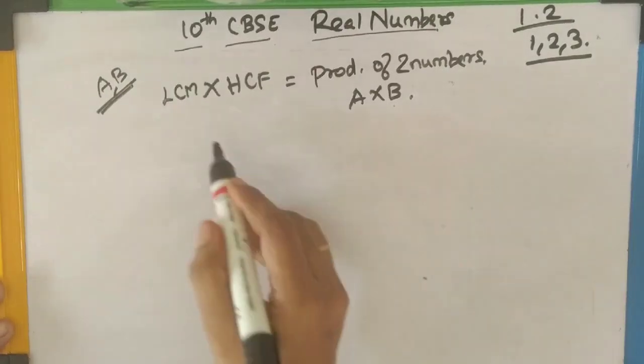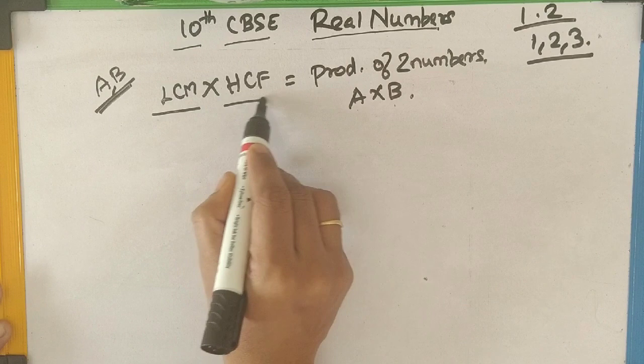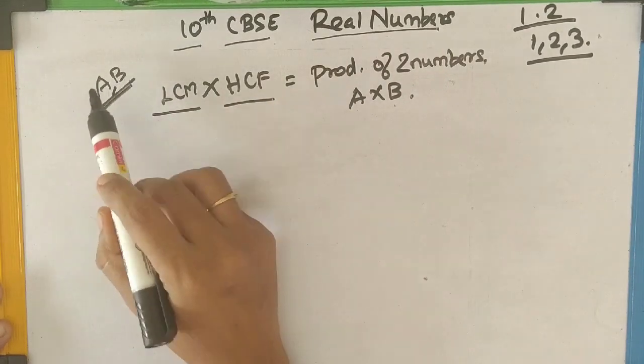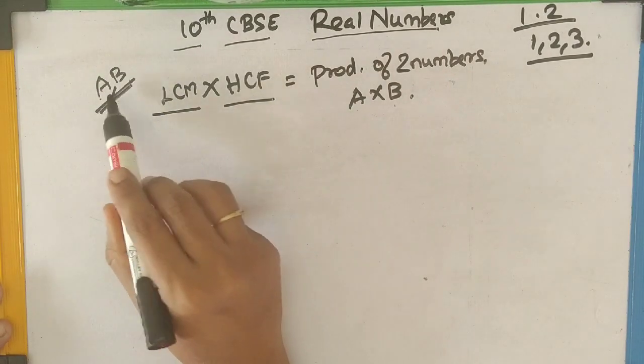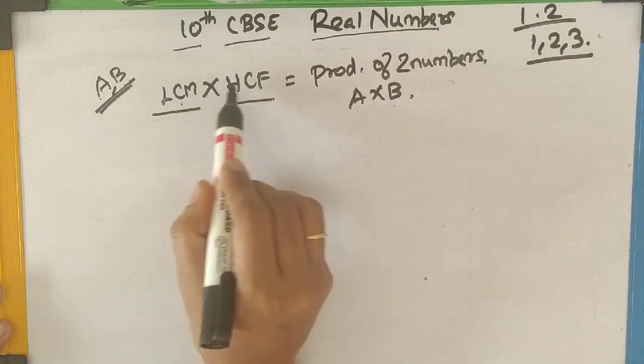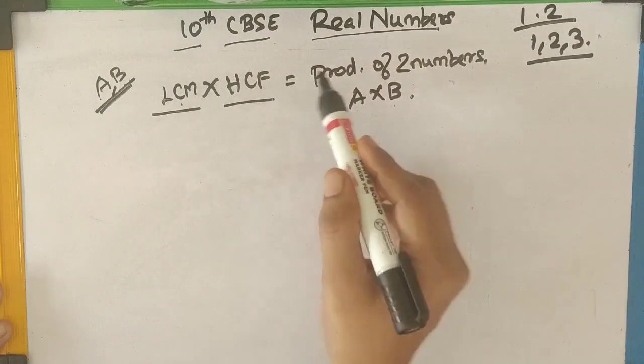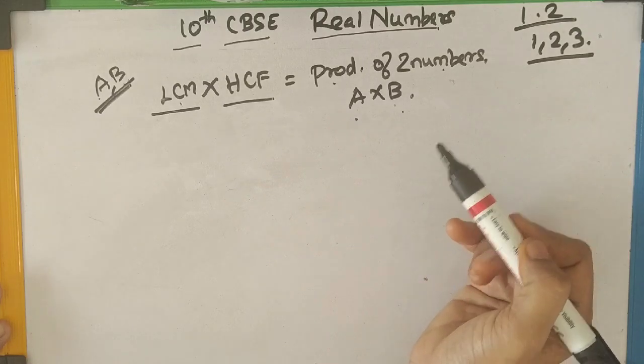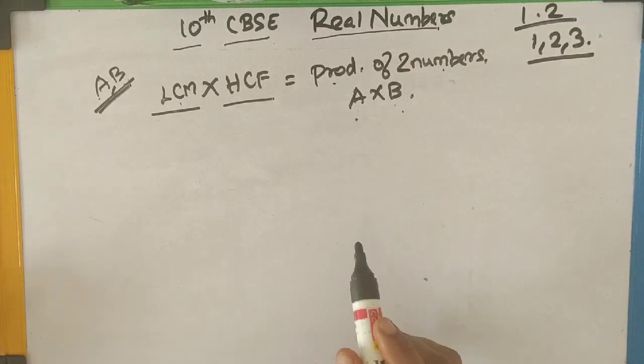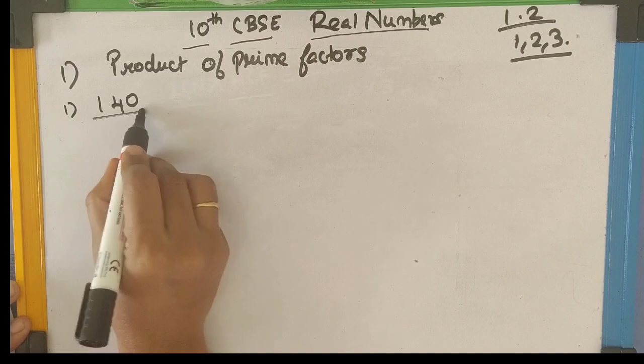Before going into the video, we must know that if we are finding LCM and HCF of two numbers A and B, then the product of LCM and HCF is equal to the product of the two numbers, that is A cross B. You have to know this before getting into the video. Let's go into the exercise.